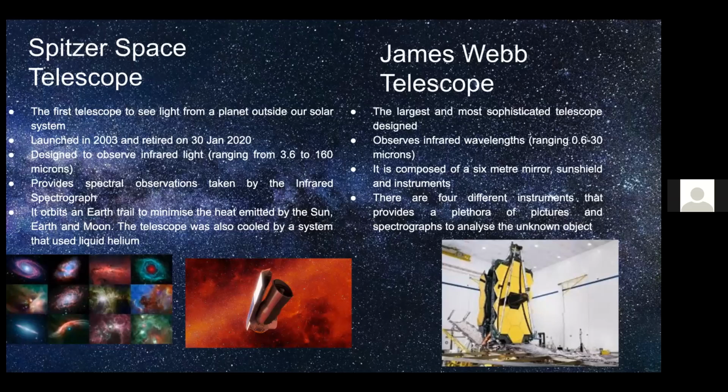The James Webb Telescope is a space telescope which will be the Hubble Space Telescope's successor. It is the largest and most sophisticated telescope ever built, using many different instruments to gain a whole range of different pictures to analyze unknown objects in great detail.